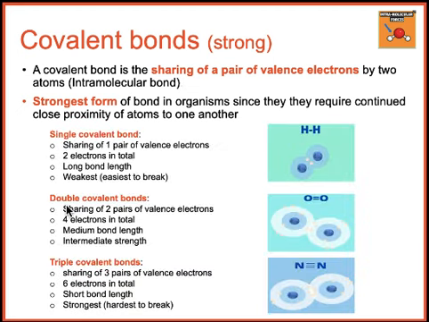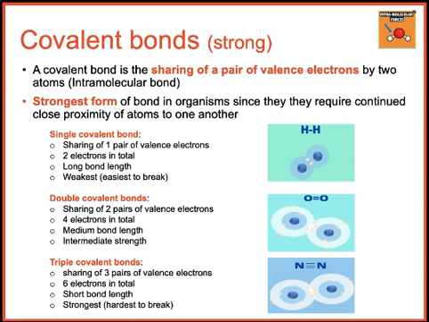right? So first, let's look at different types of covalent bonds. We have single covalent bonds where you're sharing one pair of the valence electrons, 2 electrons in total, right? It's a very long bond length because things are a bit further away, and it's the weakest out of these 3. Double covalent bonds, right? They're sharing 2 pairs of valence electrons. So you have 4 electrons in total, right? This is a medium bond length and an intermediate strength, okay?